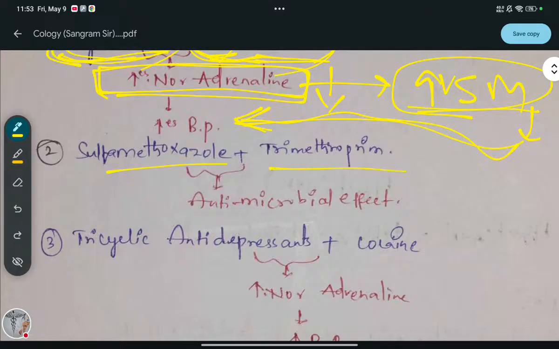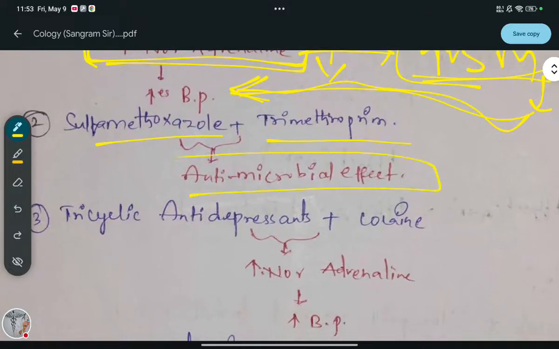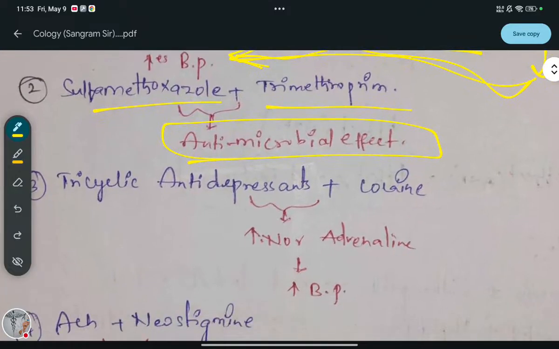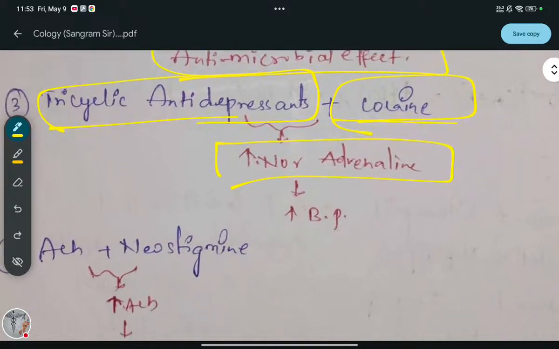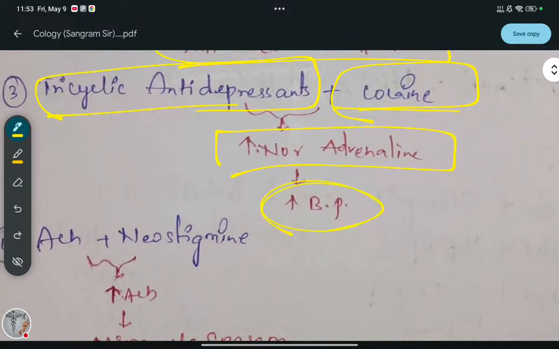Okay, next example is sulfamethoxazole along with trimethoprim. When you take sulfamethoxazole along with trimethoprim, you will see more antimicrobial effect. Next is tricyclic antidepressant and cocaine. When you take a tricyclic antidepressant along with cocaine, it will also cause an increase in noradrenaline level, and when noradrenaline level increases, blood pressure will also increase.